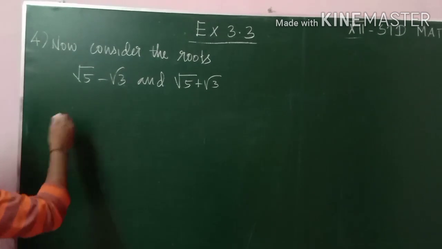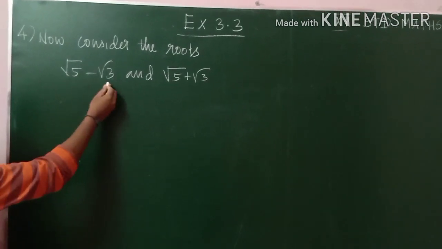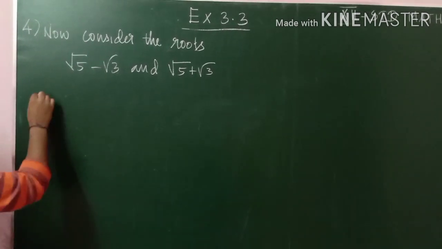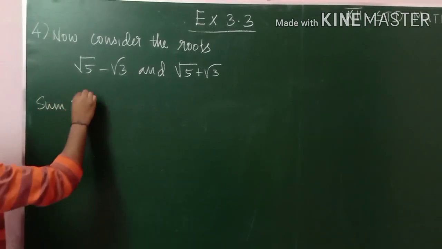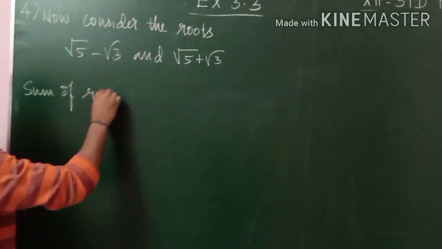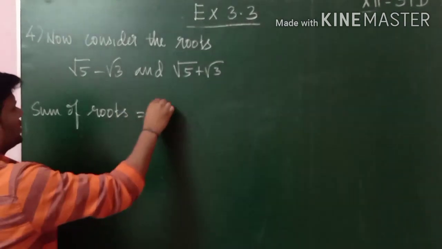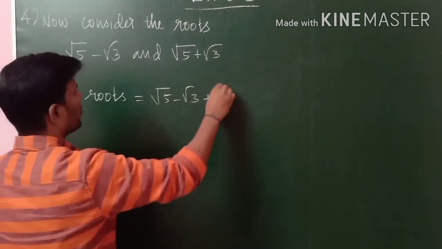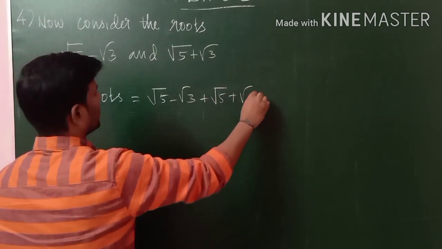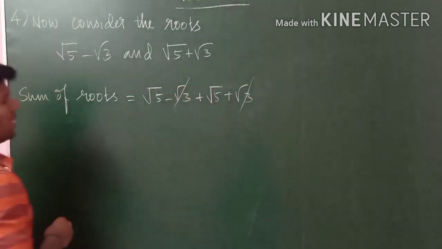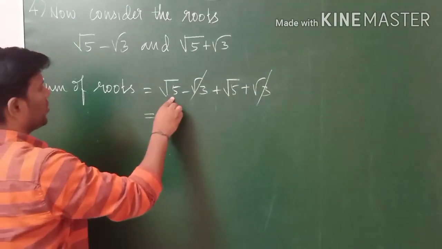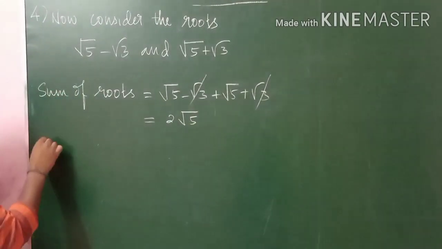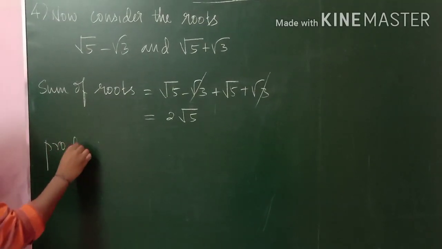Now consider the first two roots, square root of 5 minus square root of 3 and square root of 5 plus square root of 3. So we will find the sum of roots. If we add these, we get square root of 5 minus square root of 3 plus square root of 5 plus square root of 3. So plus square root of 3 minus square root of 3 cancel. Square root of 5 plus square root of 5 is 2 square root of 5. So sum of roots and product of roots.